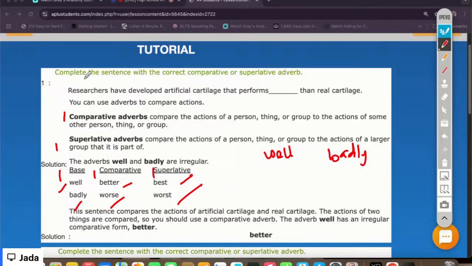So let's look at some examples. Researchers have developed artificial cartilage that performs dash than real cartilage. So what will that be? Comparing what? One action to another action. So that's between one thing and one thing. So it's going to be what? Better. Okay, so that's the comparative.